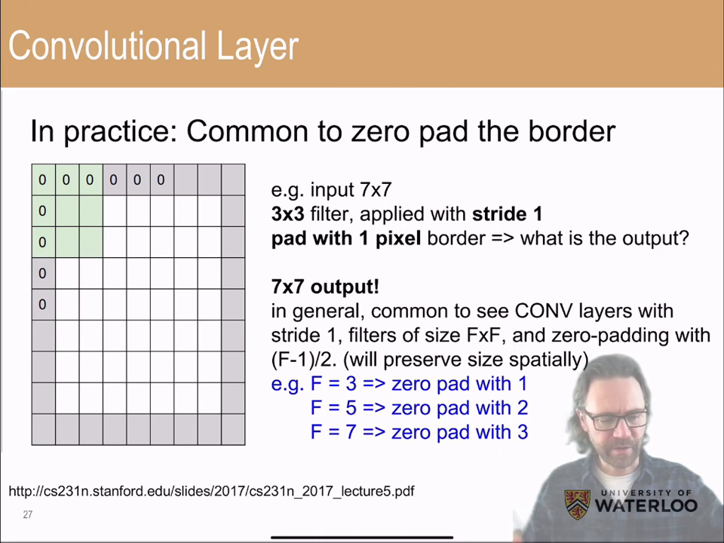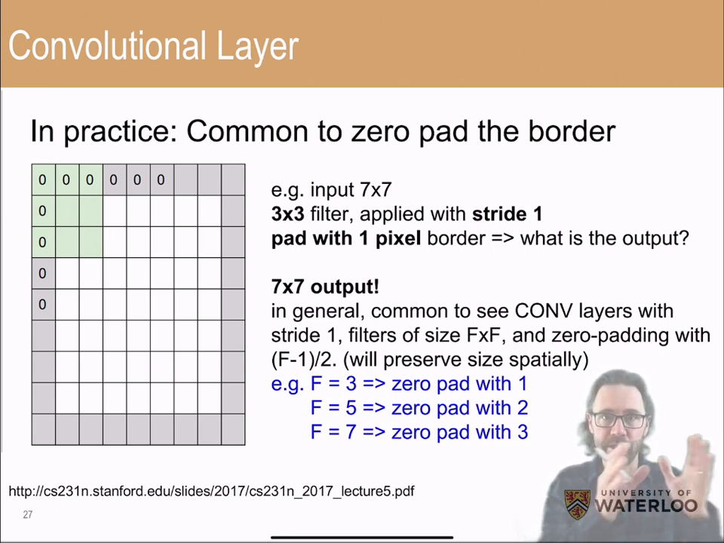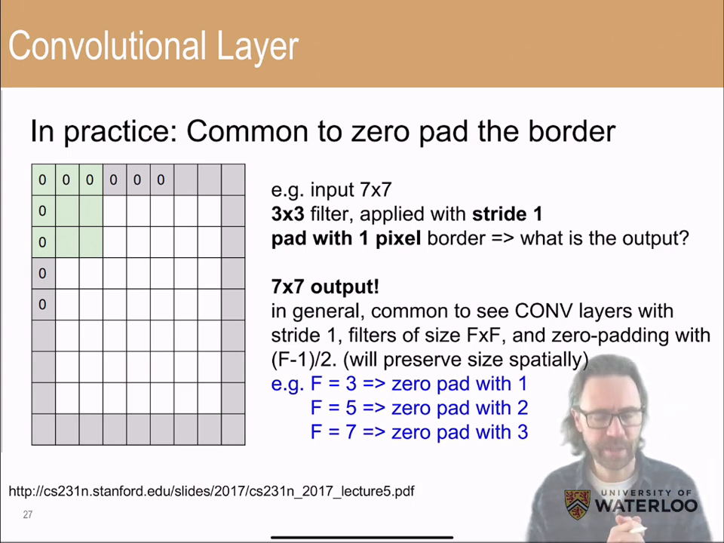Okay, so some other calculations I won't go through in detail. If you have a kernel of 5, you need to pad by 2, right? Because your kernel, when you push up into the corner, is going to extend 2 pixels out of your image.